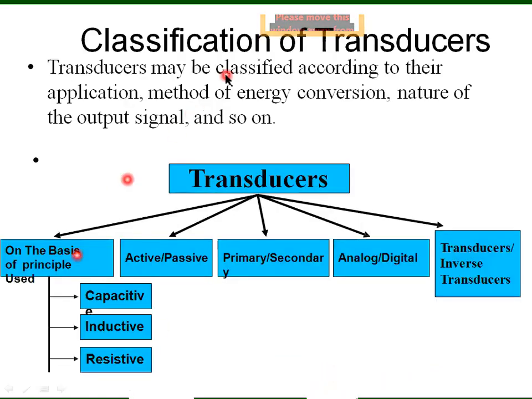You can see the classification of the transducer: active, passive, primary, secondary, analog, digital, transducer, and inverse transducer. On the basis of principle used, capacitive transducer is used, inductive transducer is used, and resistive transducer is used. So let us see one by one all these classifications.